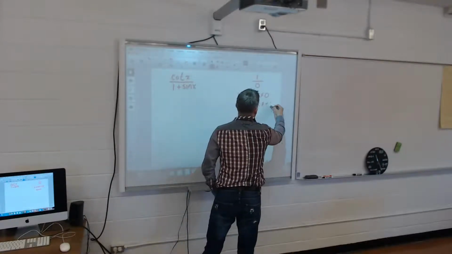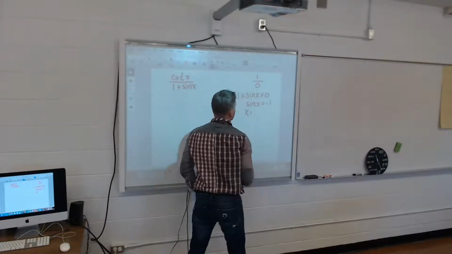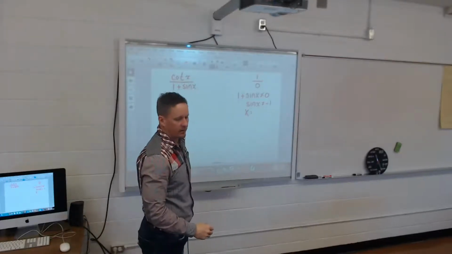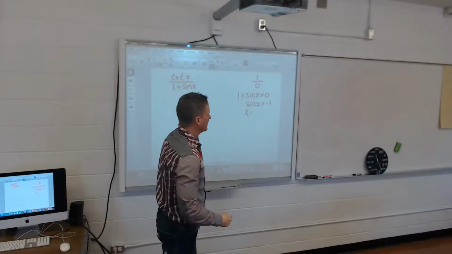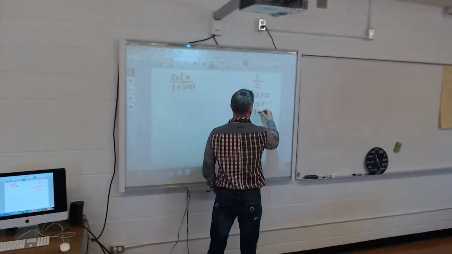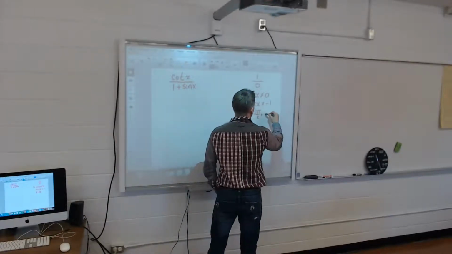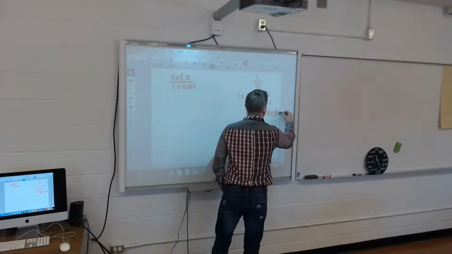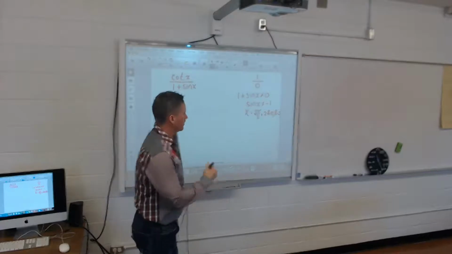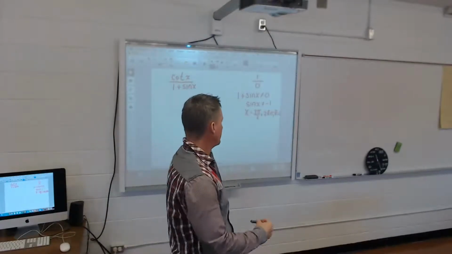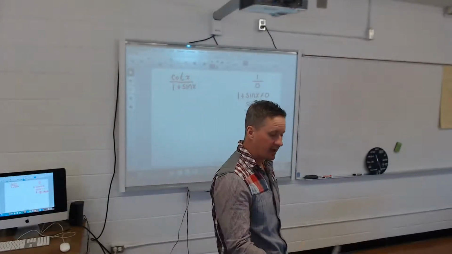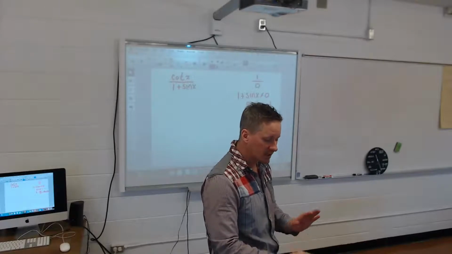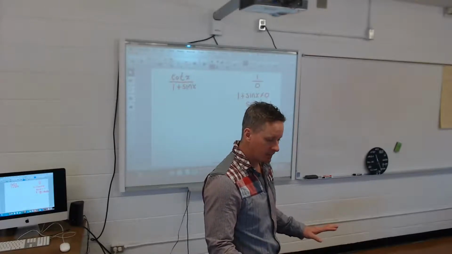So where does sine x equal -1? 3 pi over 2. And if I'm listing them all out, I add 2k pi to it. Sorry, I wrote that small. So that's 3 pi over 2 plus 2k pi. That's the first part, without touching this question. Fair enough?